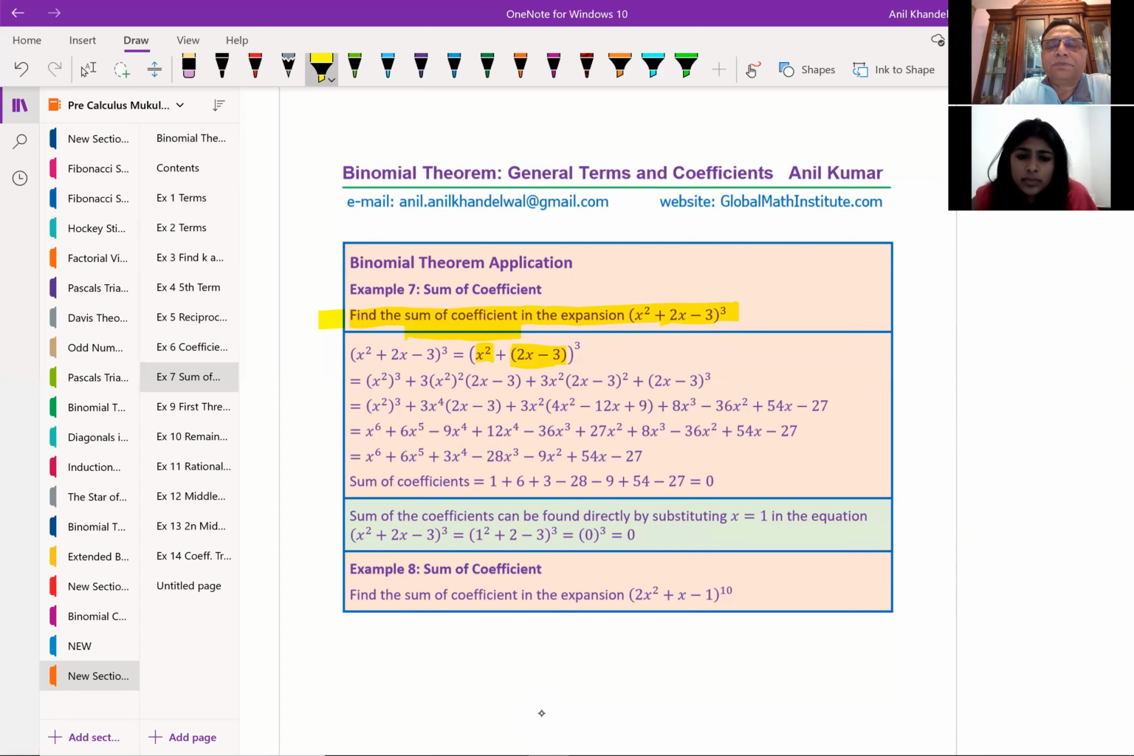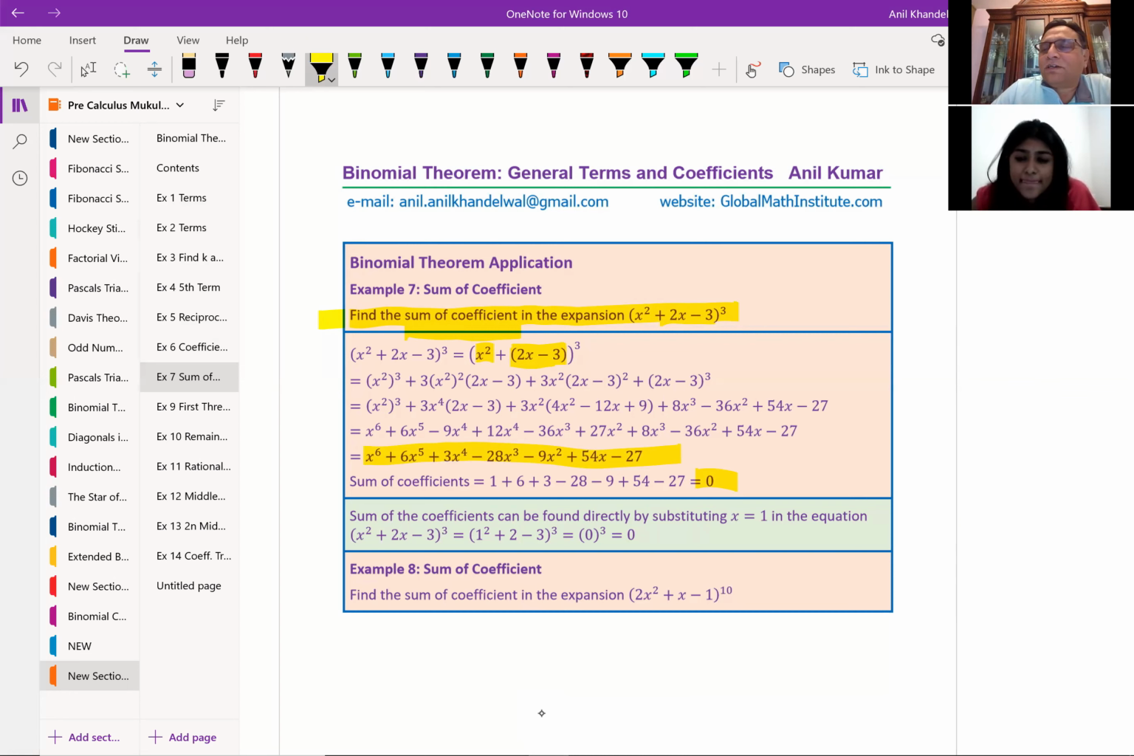Just club any two terms. I clubbed these two, and then we expanded, kept on doing all those things, and we got a result. And finally, we can always add the numbers and you get your answer, which came to be 0 in this case. Well, always it will not be so. Now, I'll tell you a shortcut for this particular case, how to do this.